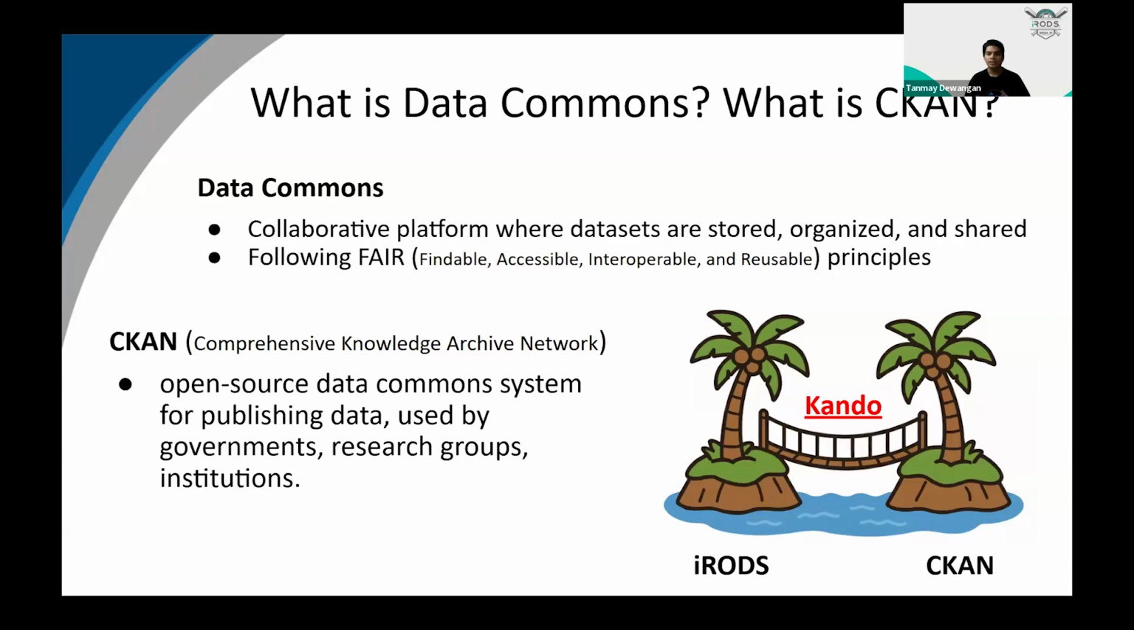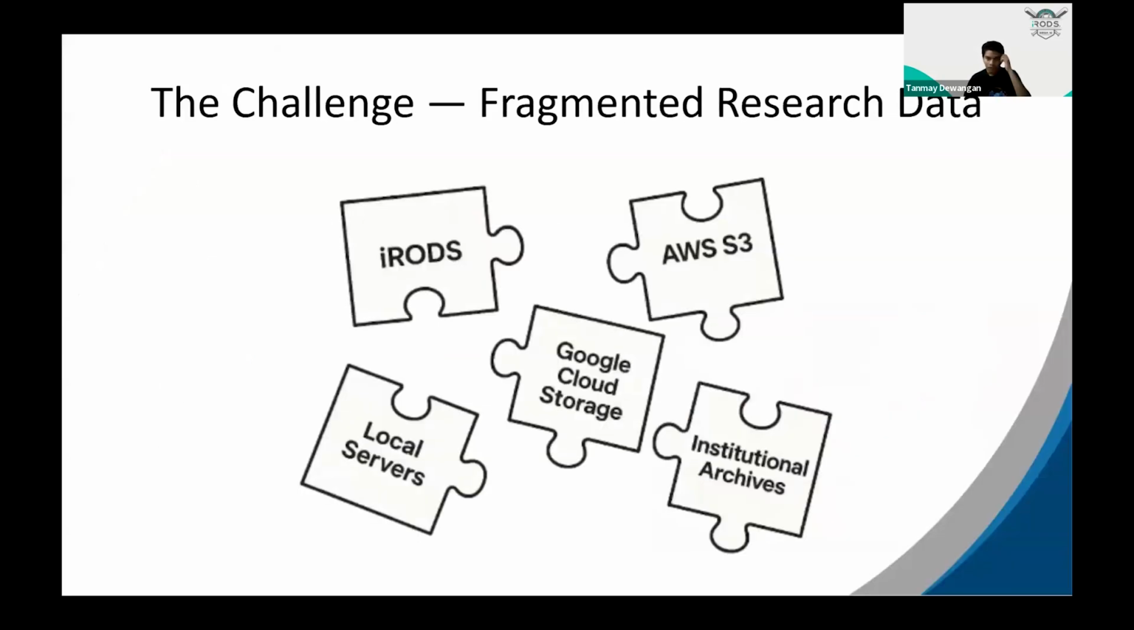So, for example, imagine a researcher in agriculture who has iRODS stored sensor data from local experiments and public satellite imagery data in Amazon S3. Without a common portal, it's very hard to publish a cohesive dataset. But with Kando and CKAN, they can present it as a unified, standards compliant resource.